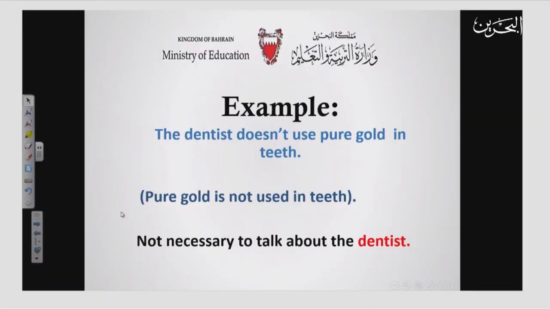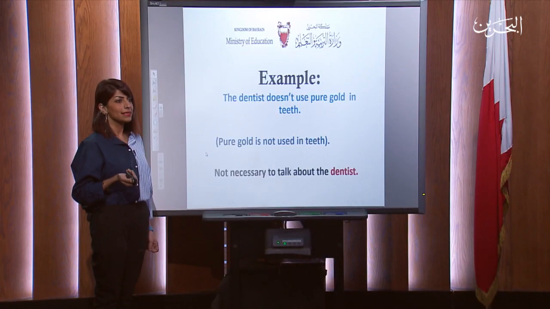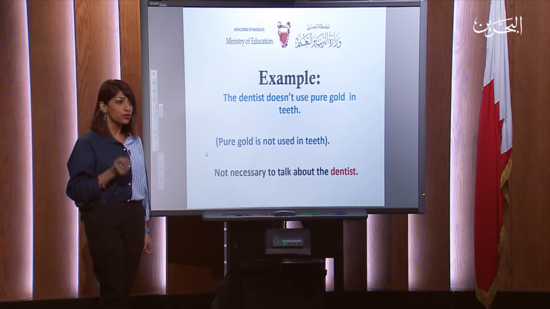Here is a very important and easy example. The dentist doesn't use pure gold in teeth. Now, this is a fact. But I can omit the dentist. I can just say pure gold is not used in teeth. In this case, I have cancelled or omitted the dentist. And it doesn't make any difference because what I am concentrating on is the action itself, not the doer.